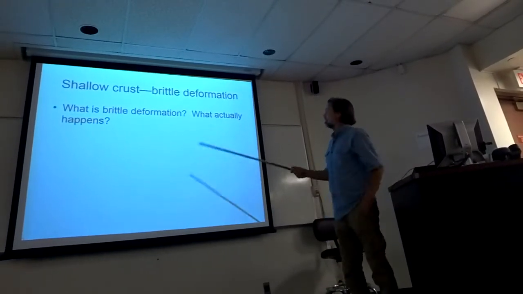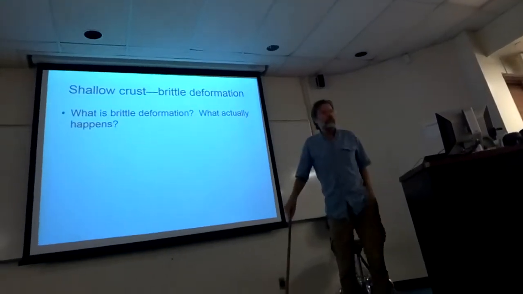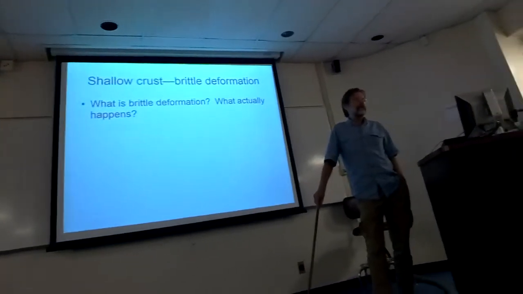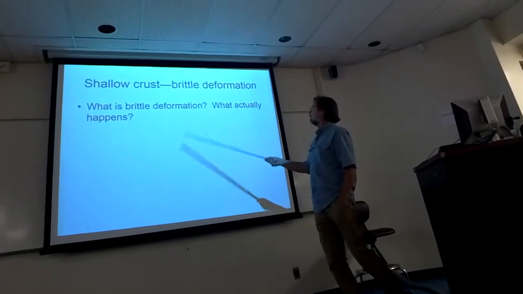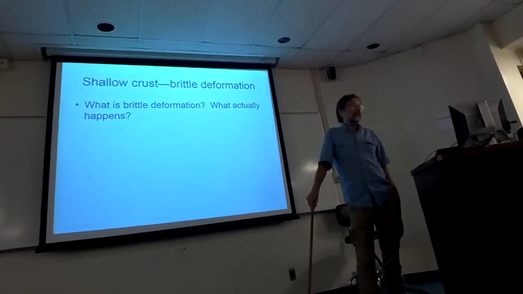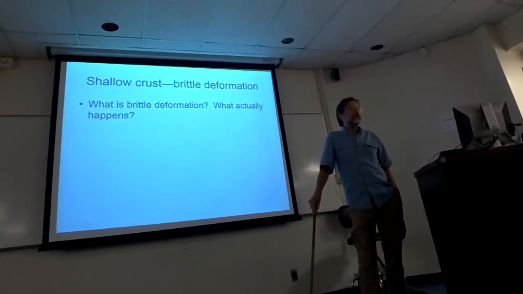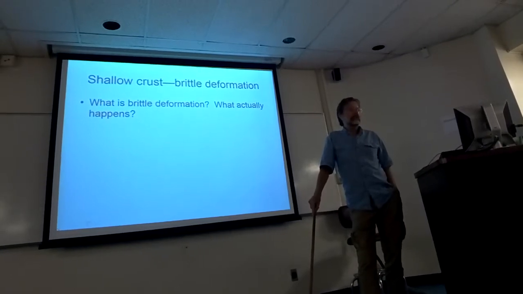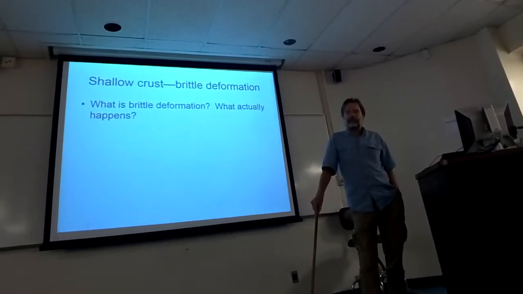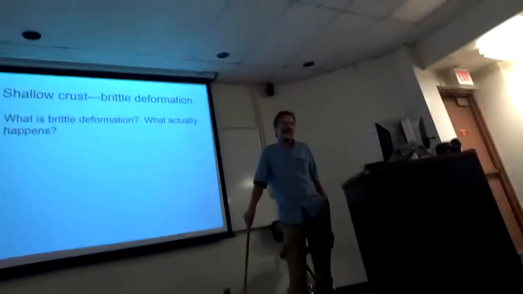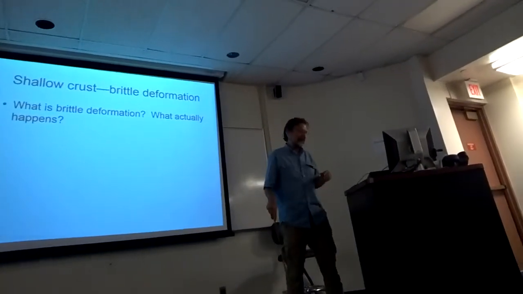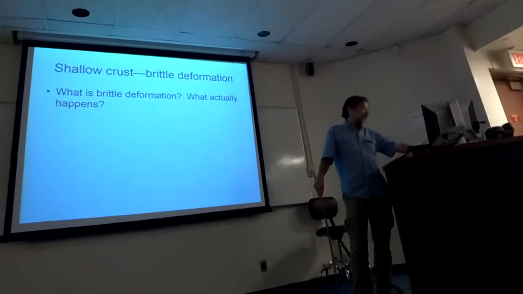So in the shallow crust, the rule is the development of brittle deformation. And what do I mean by brittle deformation? What actually happens for a material to behave brittly? Physically, what happens to the material? It starts to crumble. Breaks. Yeah, you make a discontinuity within the material.